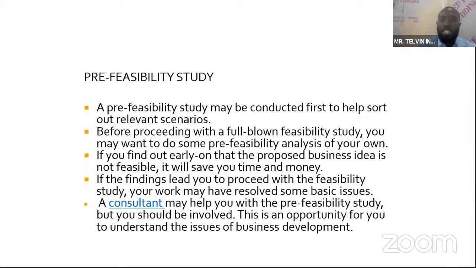When you do a pre-feasibility study before you proceed with a full-blown feasibility study, you may want to do that pre-feasibility analysis of your own. Why do you need to do that? Because if you find out earlier on that the proposed business idea is not feasible, it will save you time and money. And if the findings lead you to proceed with a feasibility study, your work may have resolved some basic issues. So you see why you need to do a pre-feasibility study.